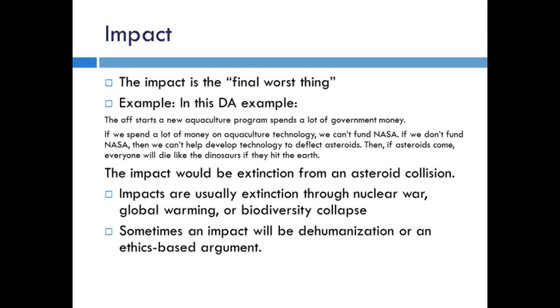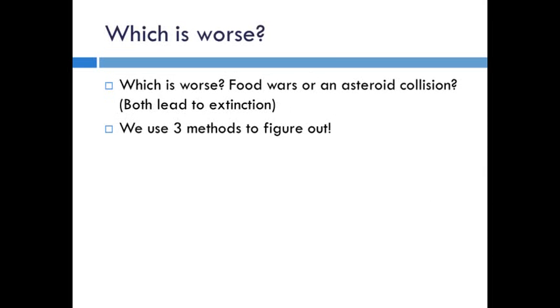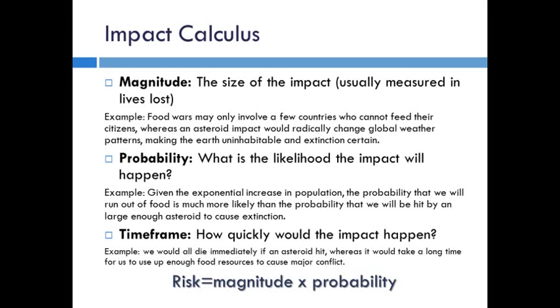Sometimes an impact will be dehumanization or some kind of ethics-based impact. So it's not extinction, it's just like you live a life worse than extinction. Okay, so which is worse? Food wars, in this case, food wars from the AF advantage or an asteroid collision from the neg disadvantage, if both lead to extinction? Well, we use 3 methods to figure it out.